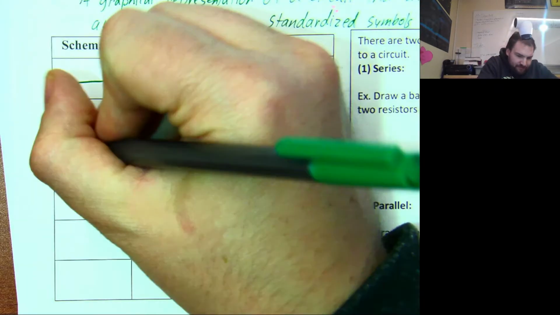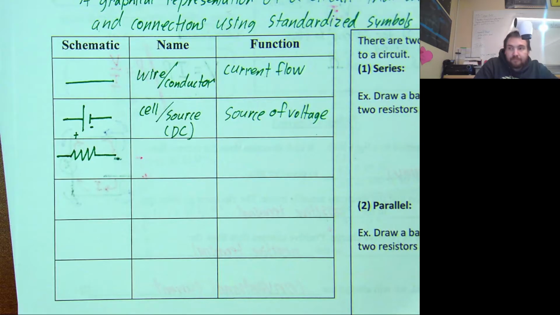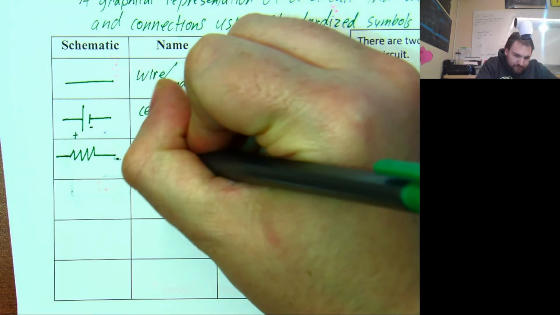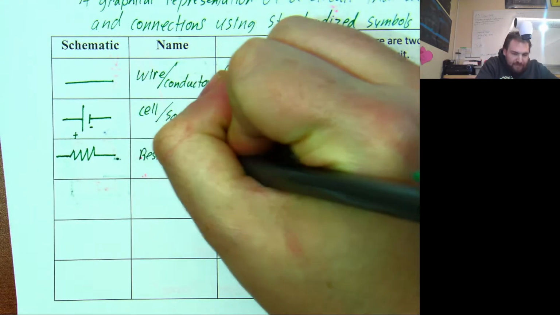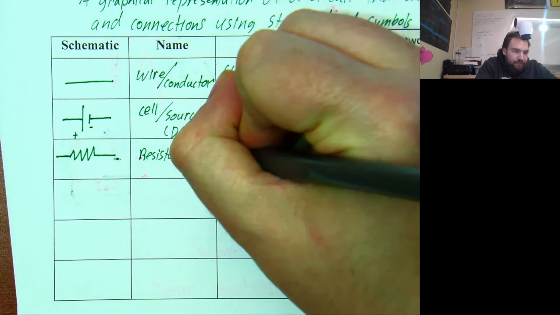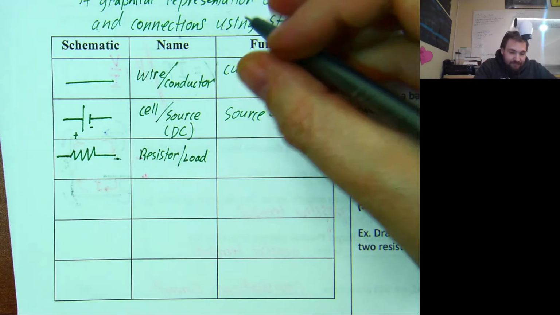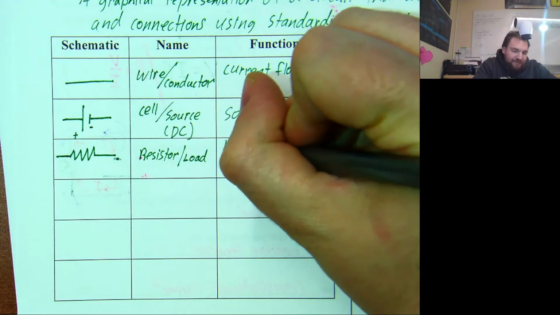Next symbol. That's a resistor. Sometimes we use that symbol just to demonstrate any load. And the function of a resistor is to do what? Well, to hinder the flow.